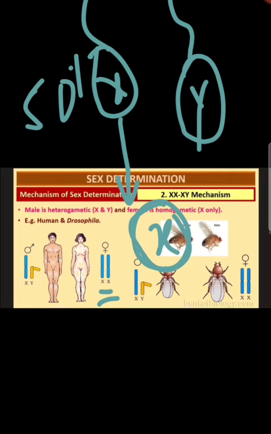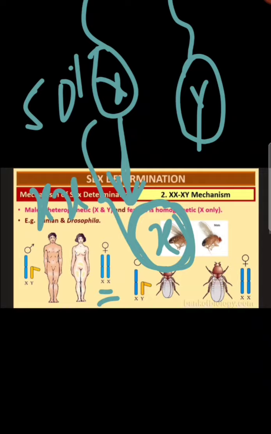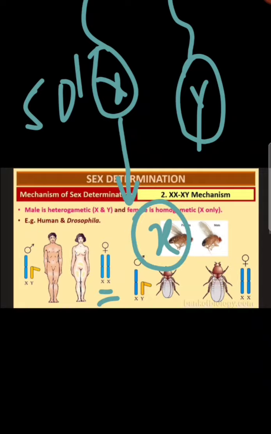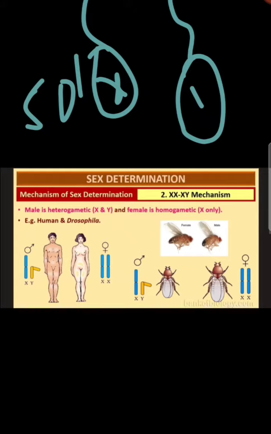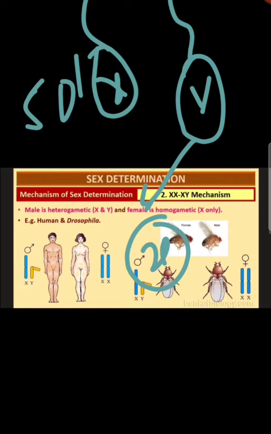So X chromosome of egg and this sperm with X chromosome, if they fuse, then it will be XX girl baby. Okay, so if the Y chromosome fuses with the egg, so egg will always have X, so then they will form X and Y, they will form the boy baby.